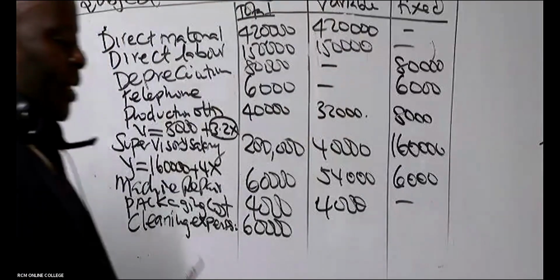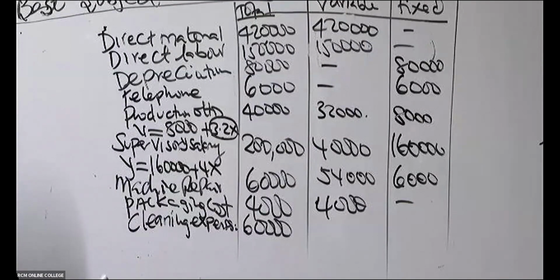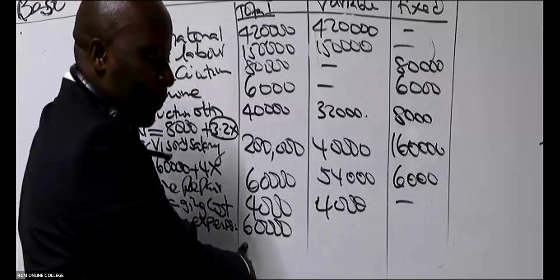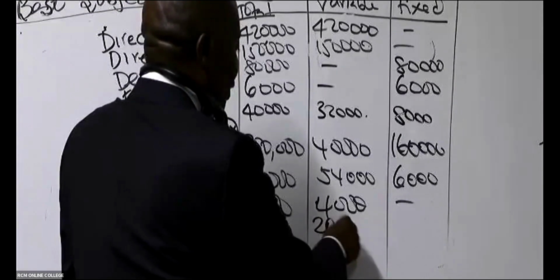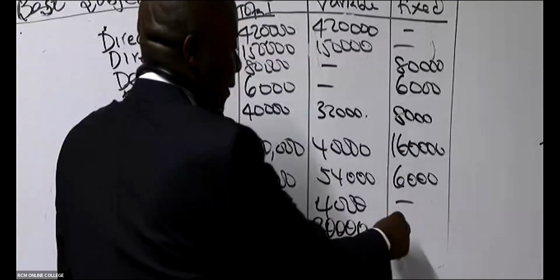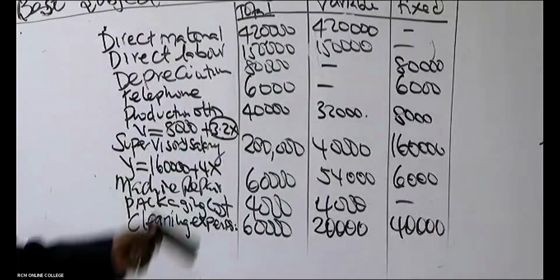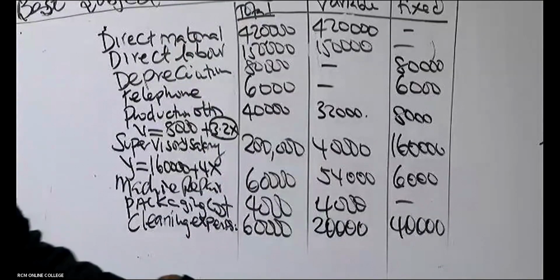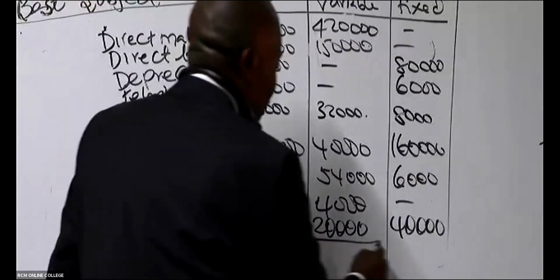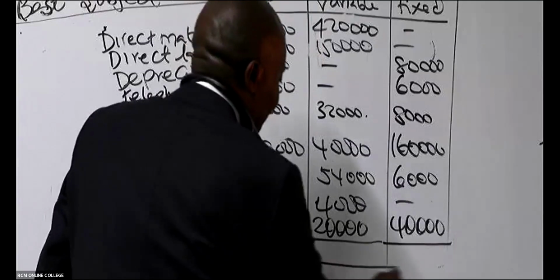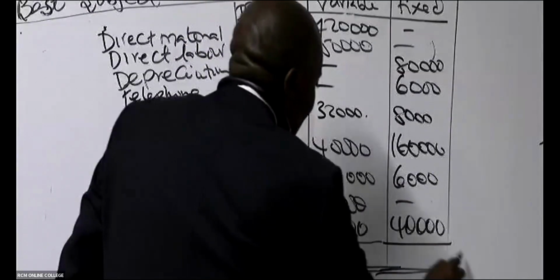All right. So what have they told us about cleaning expenses? A third is variable, isn't it? So what is a third of 60,000? 20,000, isn't it? Then the other balance will be fixed. So have we finished analyzing every account? Yeah, so please come and add the total variable and the total fixed.